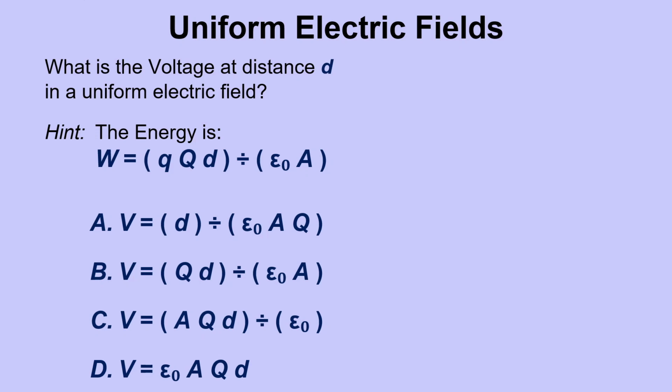So we know what the energy is. We know voltage is just energy per charge. So we're just looking for that energy divided by charge. Which one of those options is going to give us the voltage?